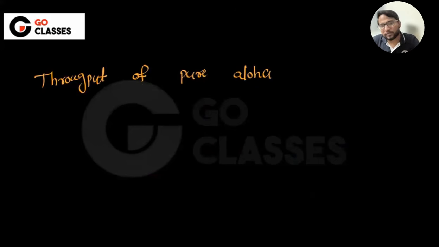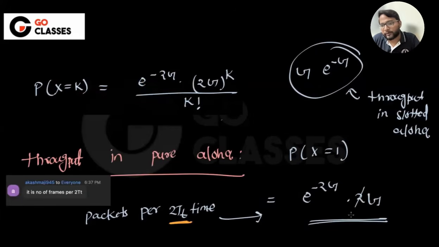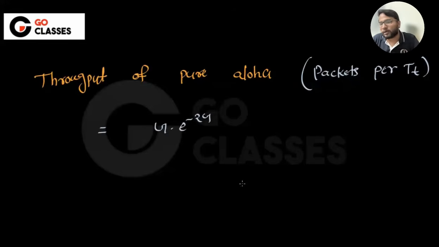But let's suppose I want the throughput of pure Aloha in packets per transmission time only. Then it will be just G into e power minus 2G. I mean, you will divide by 2, and this 2 will get cancelled out. Here the time frame was different, and now if you want to resettle in the old time frame, which means in the TT time, then you will say that this is the throughput of pure Aloha. What is the throughput of slotted Aloha?